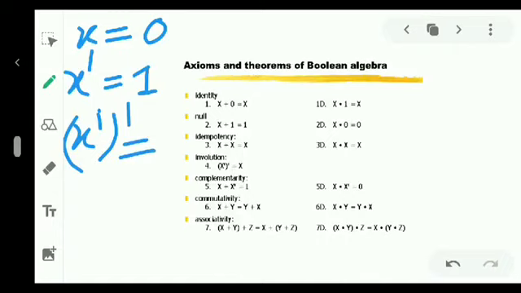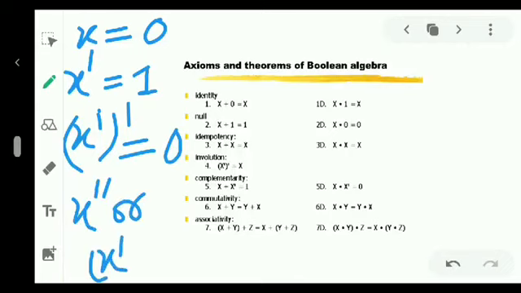Again if you do the complement, then we will get the opposite value. X complement value is 1, then the opposite one is 0. See, it is same like x value. So that's why it is saying x double complement is equal to x. Or you can write it in this way also, x complement, then whole complement. Both the things you can write.